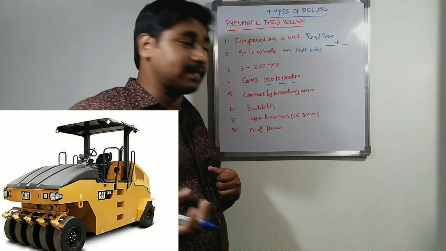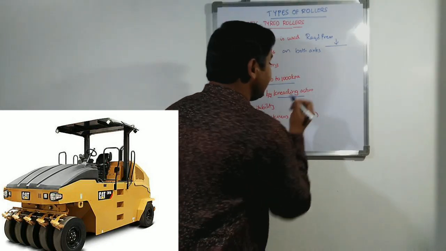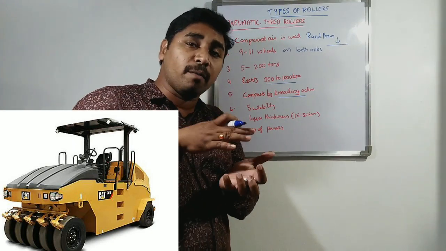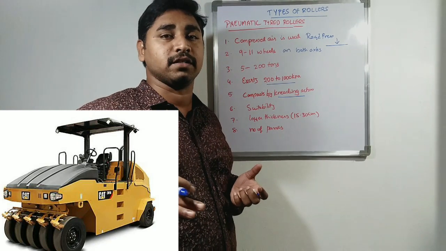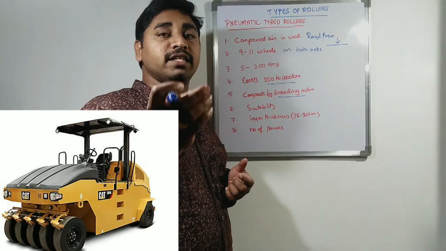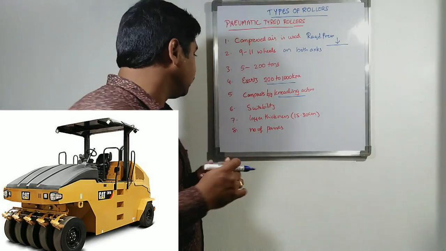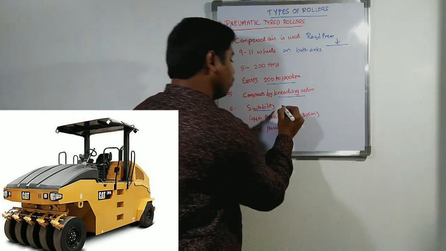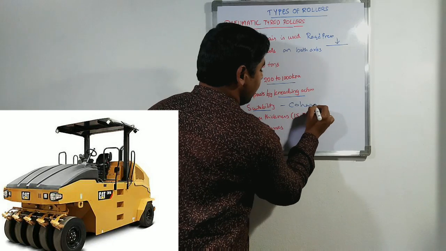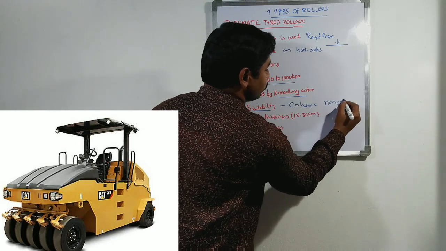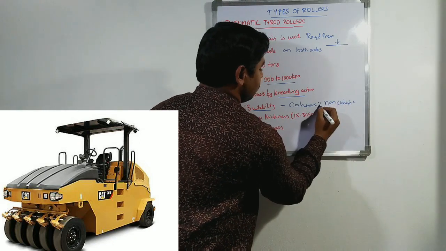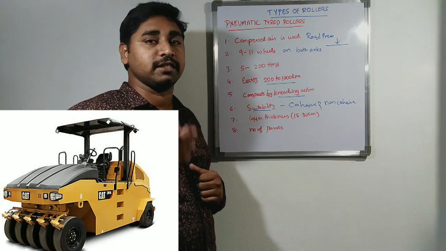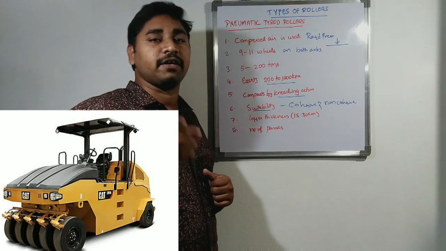The compaction is done with the help of kneading action. Kneading action means uniform distribution of pressure takes place when we are doing compaction with these pneumatic rollers. Coming to the suitability, these rollers are suitable for both cohesive soils as well as non-cohesive soils. For both cohesive and non-cohesive soils, these rollers are quite effectively used.